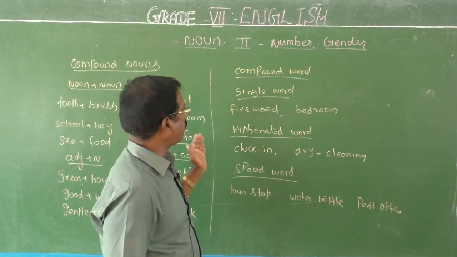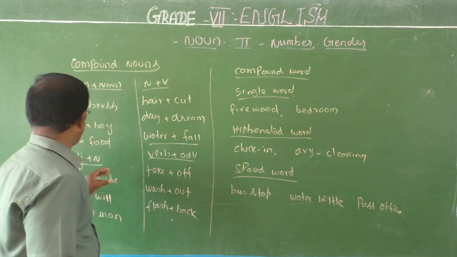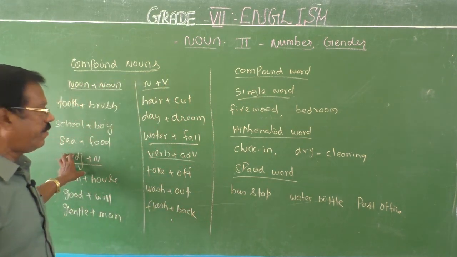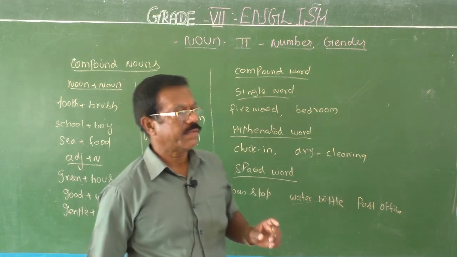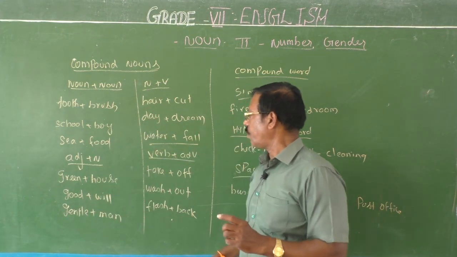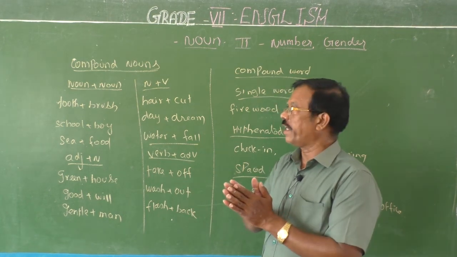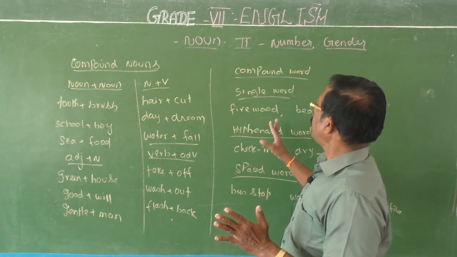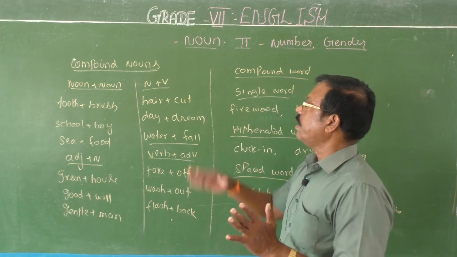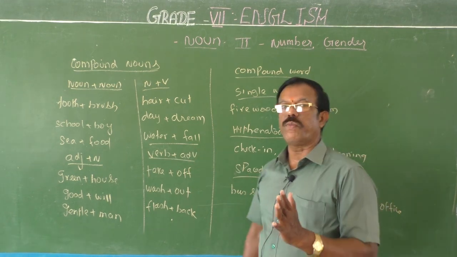A noun can be joined with a noun. Sometimes an adjective can be joined with a noun. Sometimes a verb can be joined with a noun. So a verb and adverbs can be joined together. And then we will see examples for all these things.